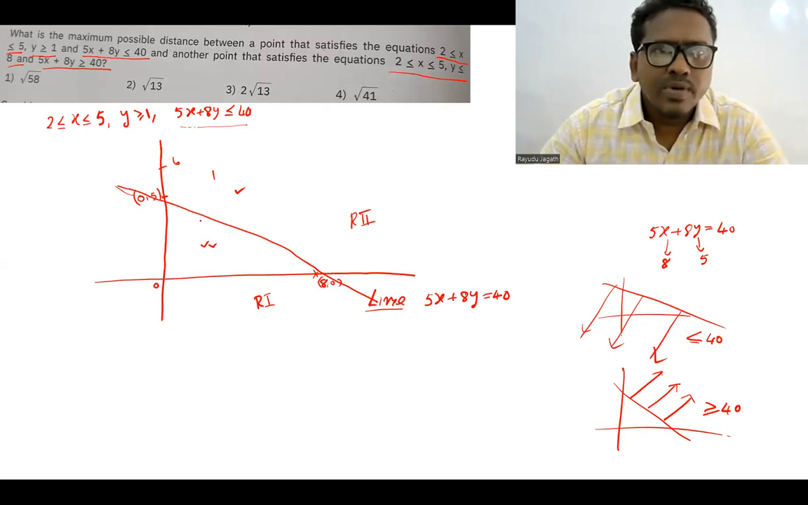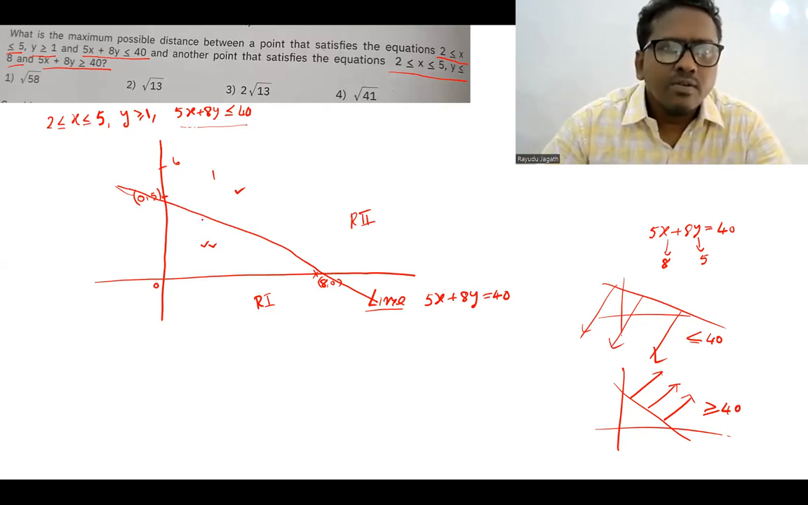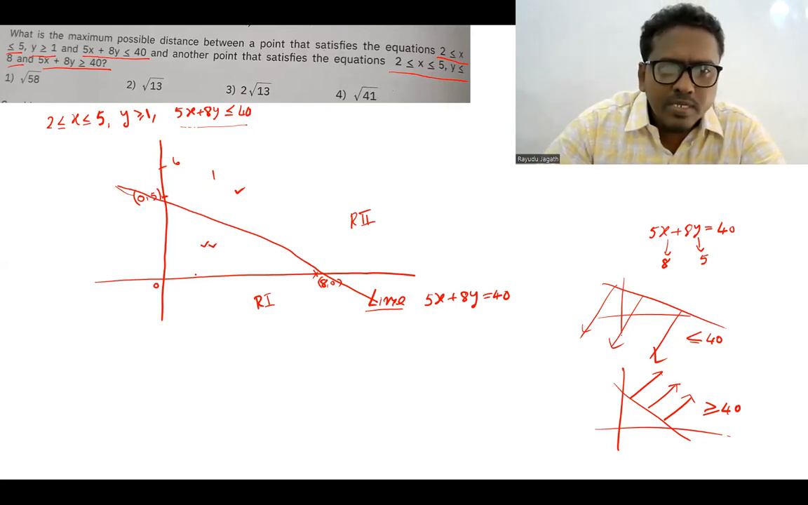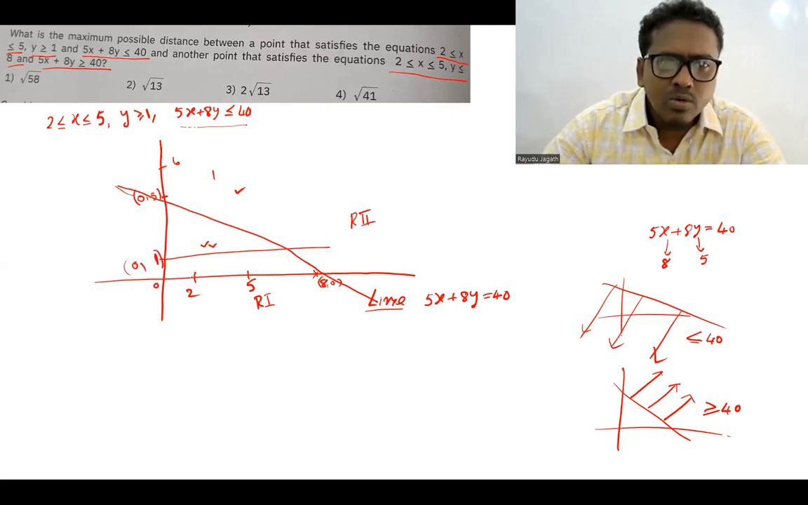Now for this inequality, 2 less than or equal to x less than or equal to 5, you select 2 points. This is 2, this is 5. In between, x should lie, 2 less than or equal to x less than or equal to 5. Okay, y greater than or equal to 1. So if you select a point here, y equal to 1, 0 comma 1, that region is above this.